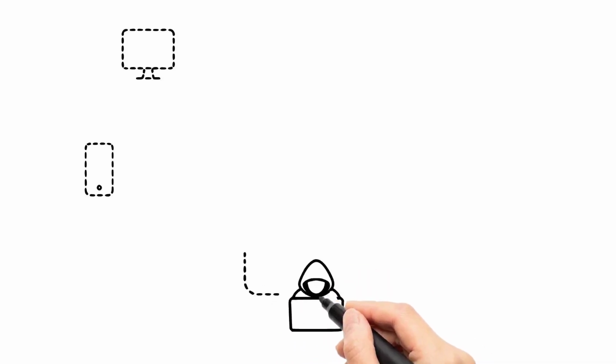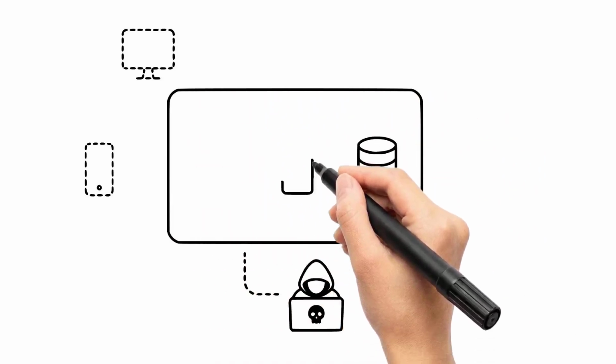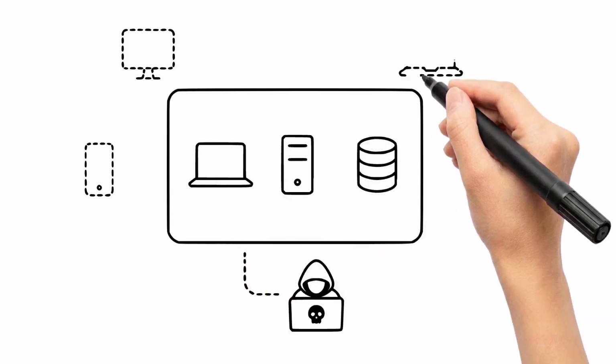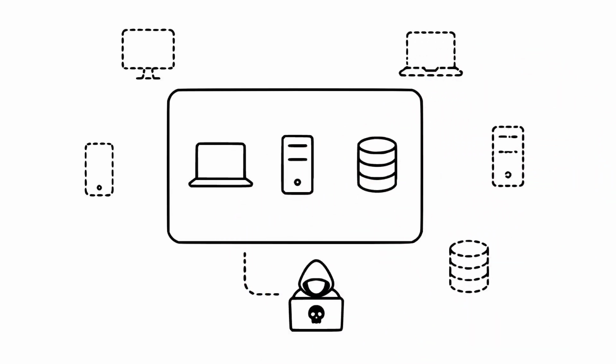Many organizations struggle because they have shadow IT. These are devices or software added without approval. Each unknown system is a blind spot, and blind spots are where attackers hide.